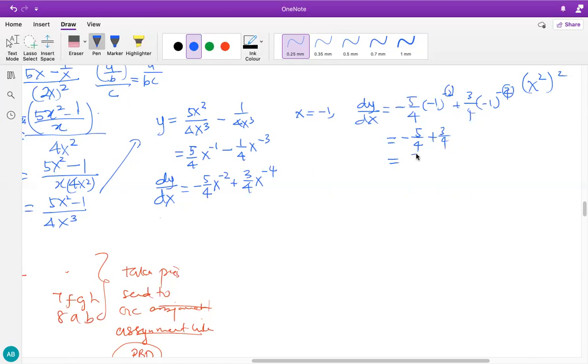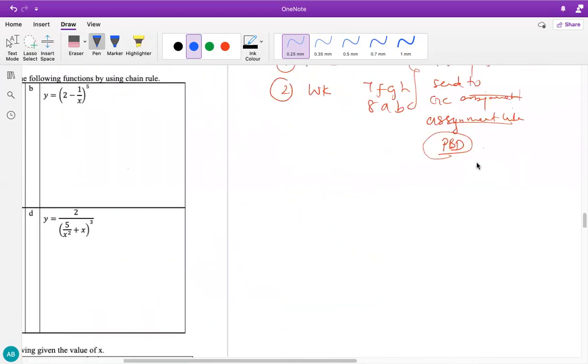It's 2 over 4. 2 over 4. Then you simplify, you get negative 1 over 2. Okay, so this is the answer.